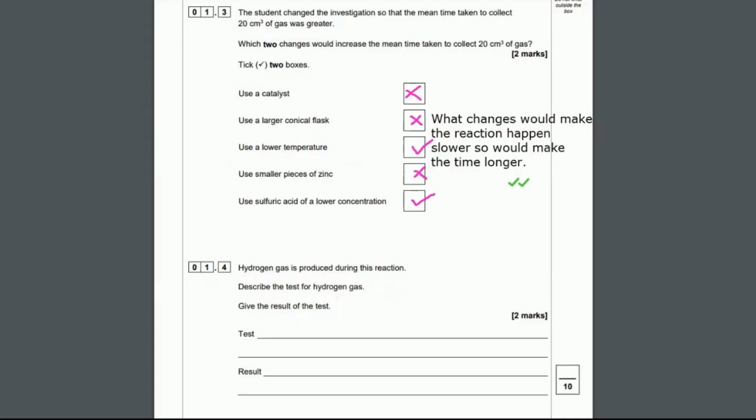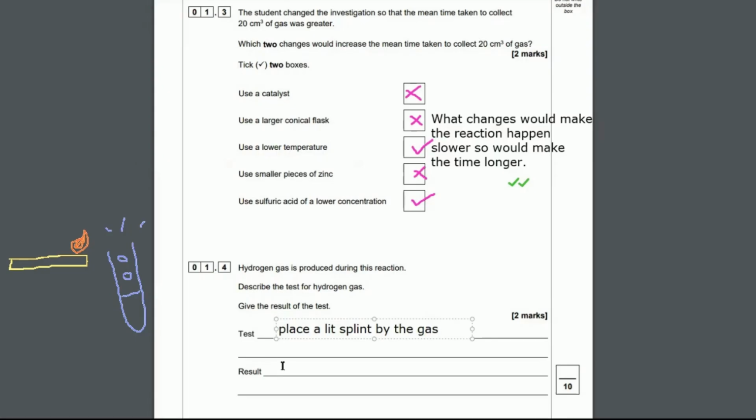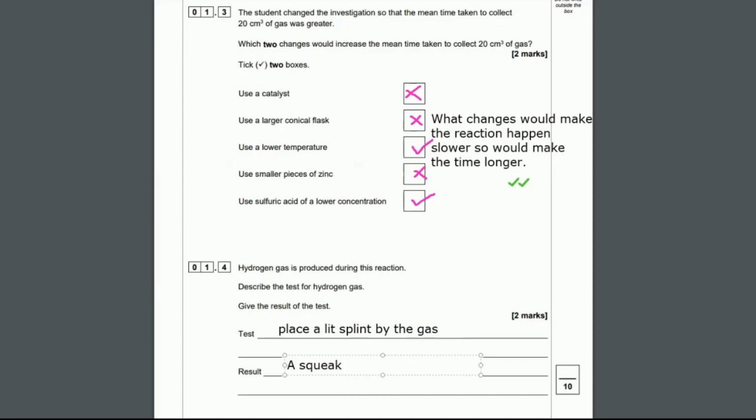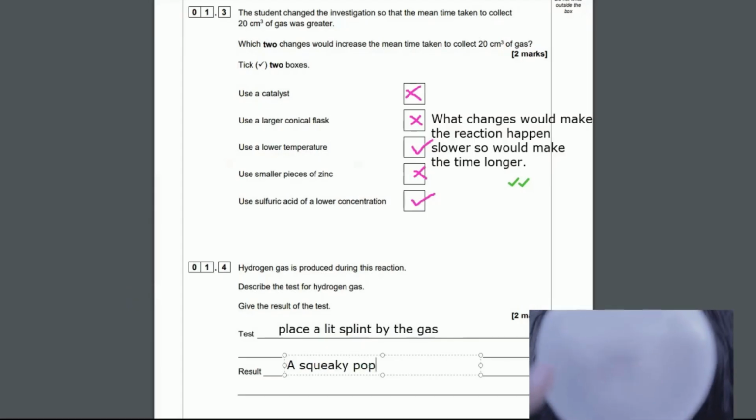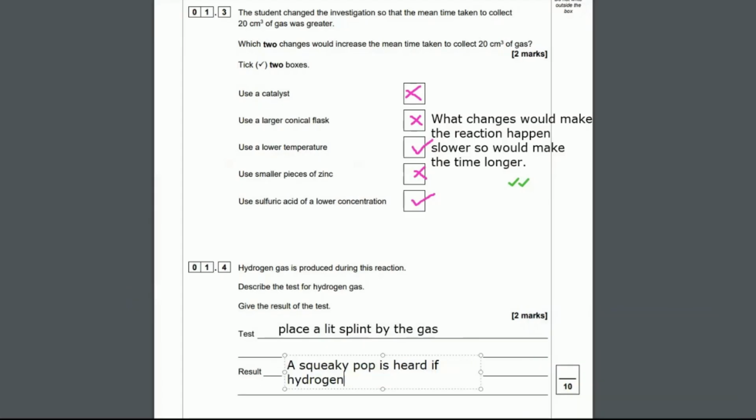1.4, hydrogen gas is produced during this reaction. Describe the test for hydrogen gas. You should know these off by heart, including the oxygen and chlorine test. You also have to know those. With the hydrogen test, we place a lit splint by wherever the gas is coming out of, so by the opening to a test tube, a beaker, or a conical flask. Place the lit splint there, you're going to hear a squeaky pop, a squeaky pop sound. And you should know that off by heart. Nice, easy peasy 2 marks.